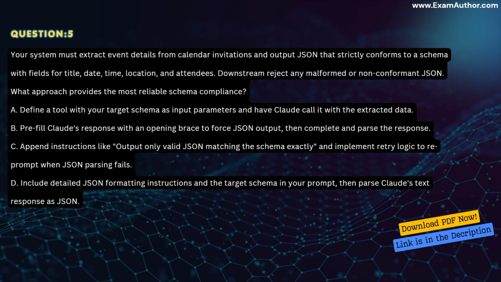Prefill Claude's response with an opening brace to force JSON output, then complete and parse the response. C. Append instructions like output only valid JSON matching the schema exactly, and implement retry logic to reprompt when JSON parsing fails. D. Include detailed JSON formatting instructions and the target schema in your prompt, then parse Claude's text response as JSON.